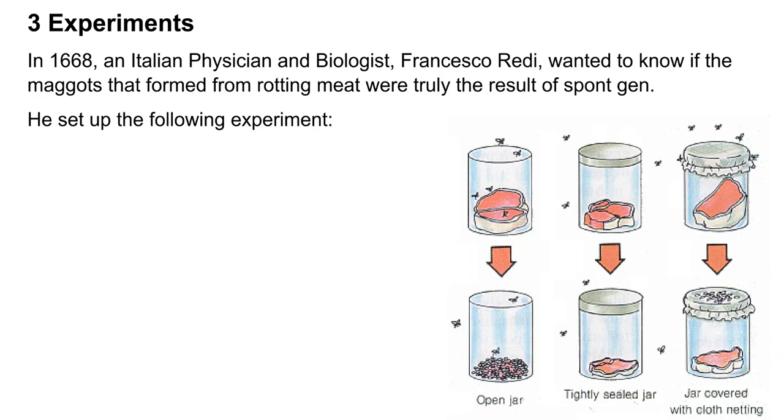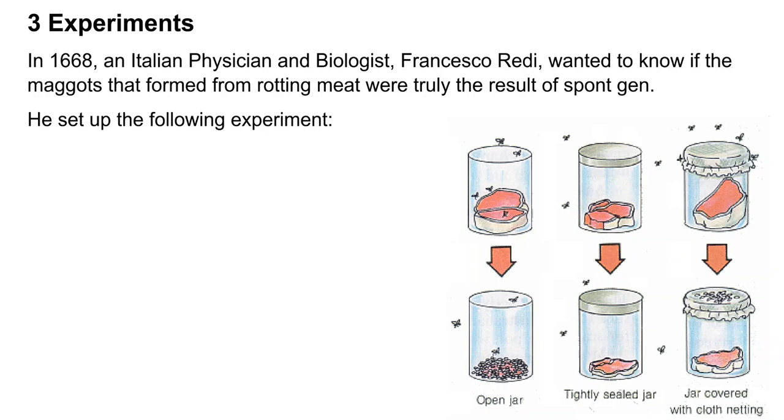So in 1668, an Italian physician and biologist, Francesco Redi, wanted to know if maggots that formed from rotting meat were truly a result of spontaneous generation. So he performed the following experiment. He had 3 beakers. He actually had 6, but that's okay, it's not that big of a deal. He put various types of meat in the beakers. And now remember, he had 6 beakers, so he was using the same types of meat over and over again, but he wanted to test different meats. In our picture, it's just a little bit of a simplification.